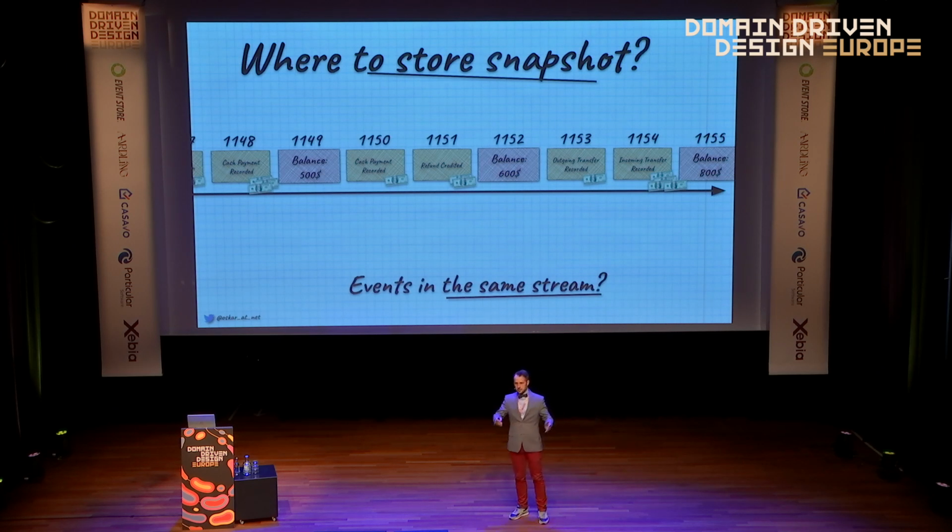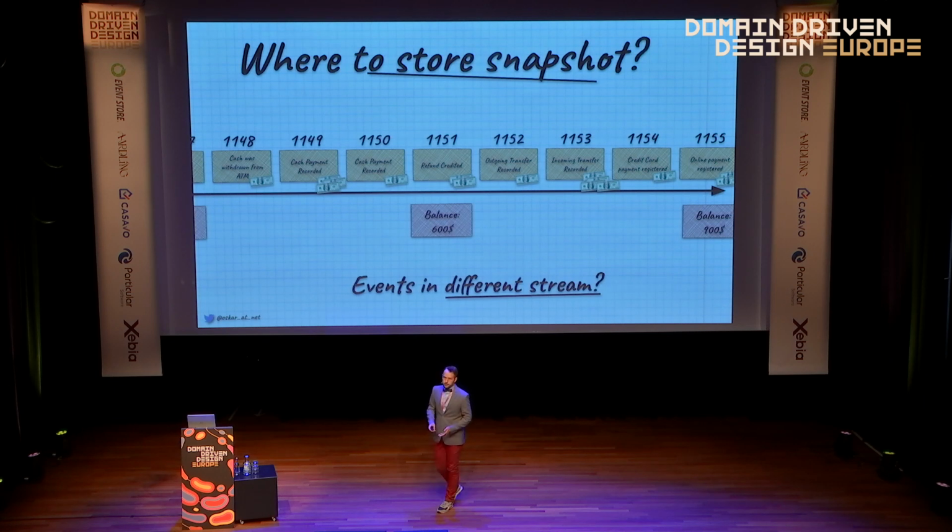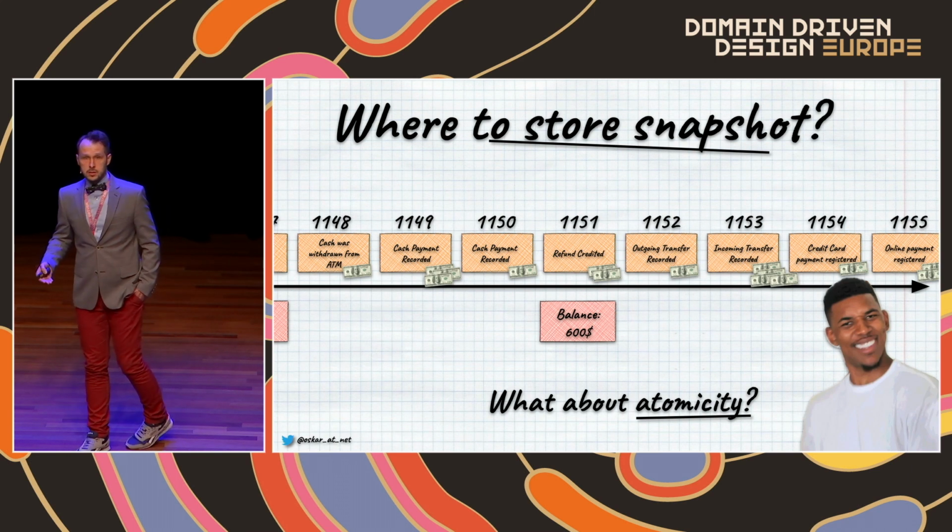But we don't see that. I mean, not too often. Only from time to time, like Black Friday. So maybe we could store those snapshots in another stream. That's a tempting idea. But then, what about atomicity?